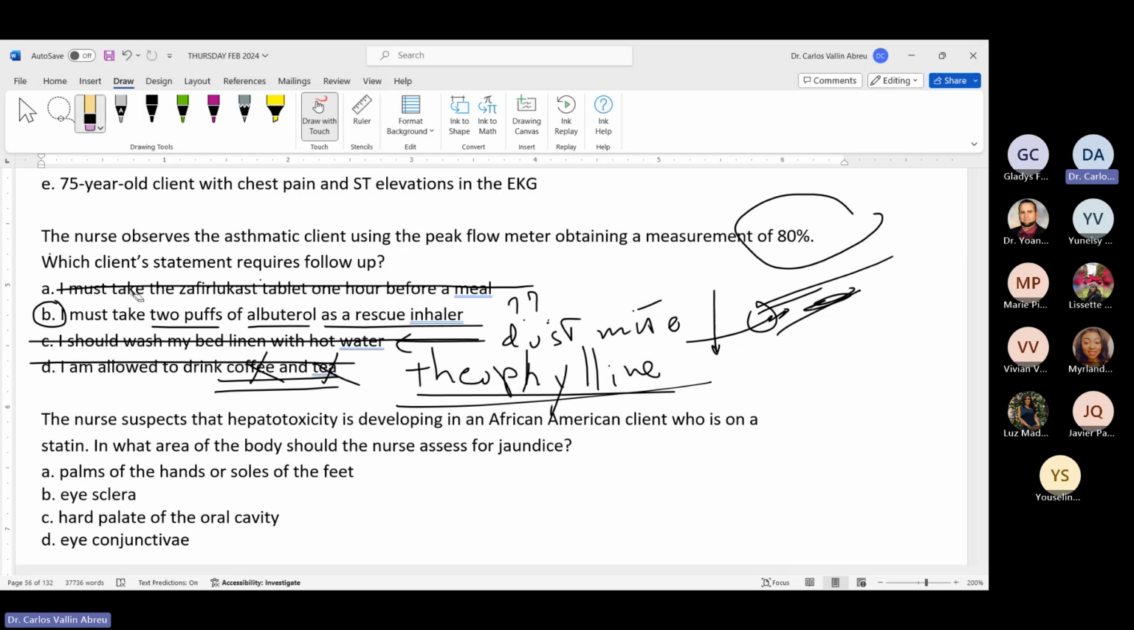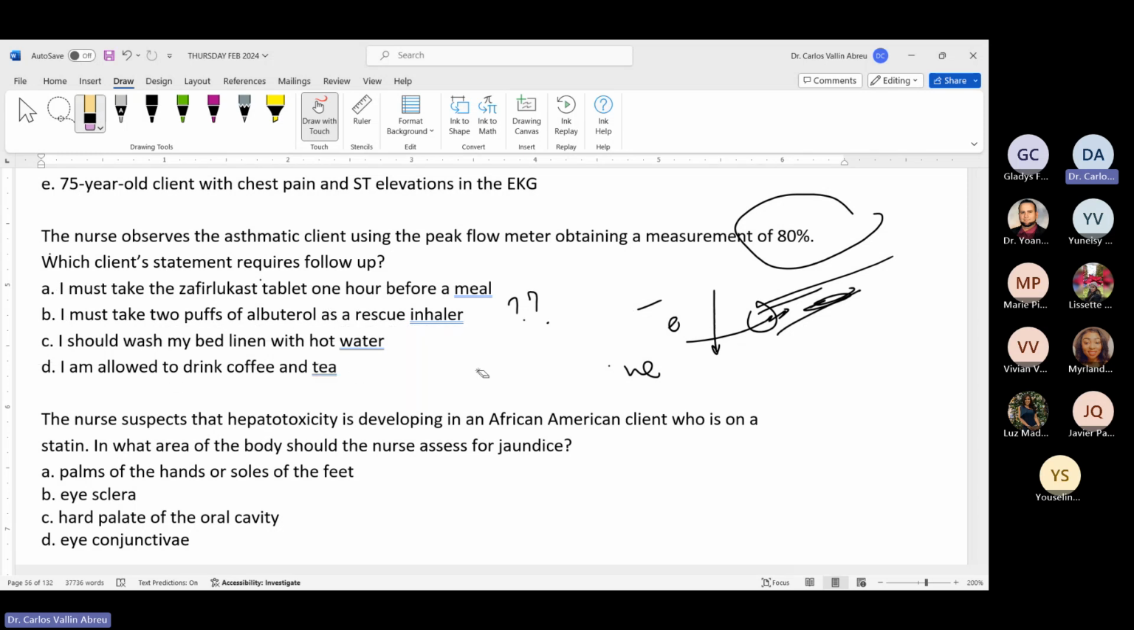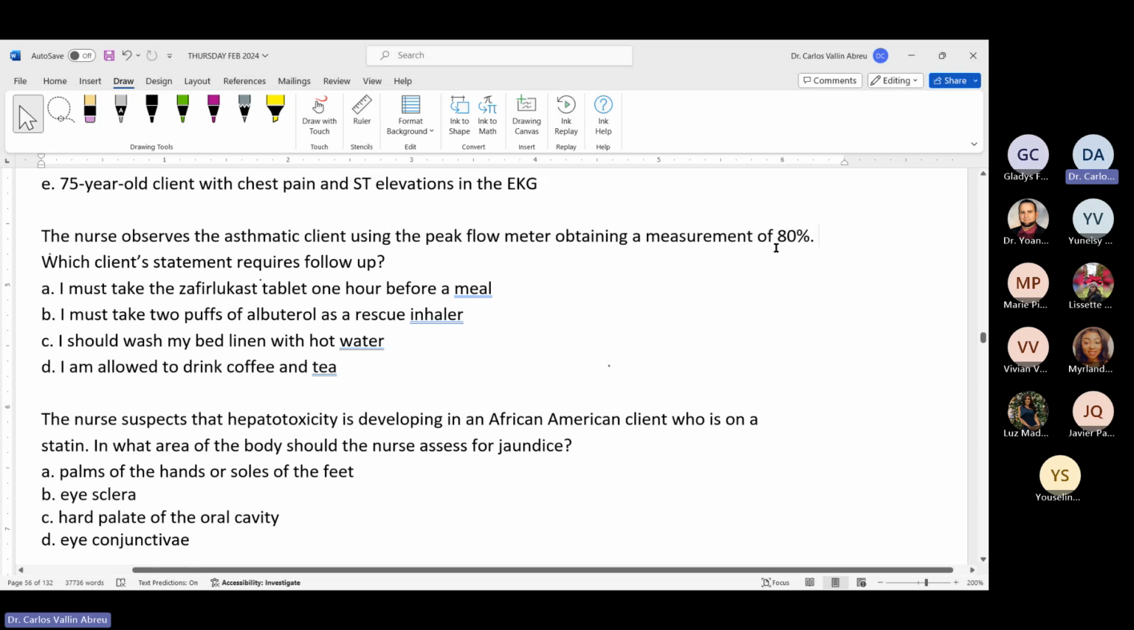There is no need to use the rescue inhaler if the client is not having bronchospasm. It is used when there are symptoms, when there is bronchospasm. It's an unnecessary dose of albuterol.